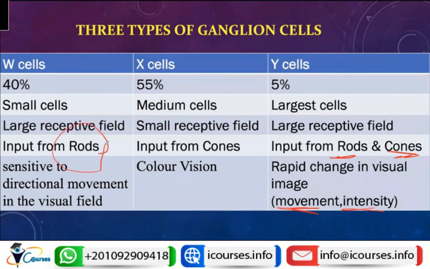So as we said, the rods, since they are more numerous, will be able to perceive movement in space better. The cones, since they include red, blue and yellow cones, will perceive color vision better. The rapid change in the visual image will be perceived by both rods and cones.